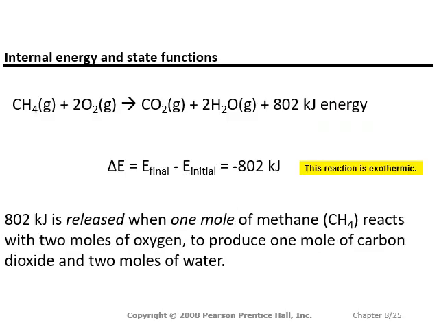Next slide. So here we have an example of a reaction where energy is given off in the form of heat. So this reaction happens spontaneously, which means that you can just mix the reactants and they'll react. You don't have to add any heat to it. In fact, it actually gives off heat. So that's what this means. It's giving off heat, so it's exothermic. So when we write the 802 kilojoules of energy, we put this negative sign in front of it. Next slide.